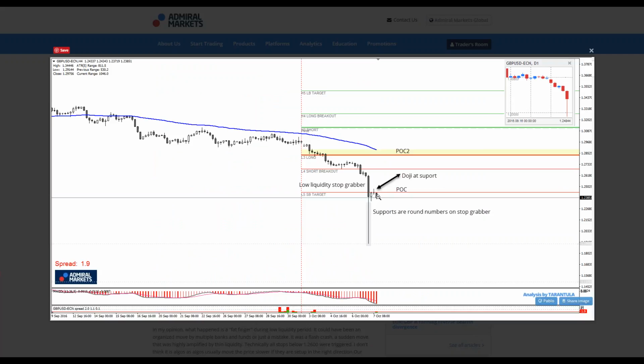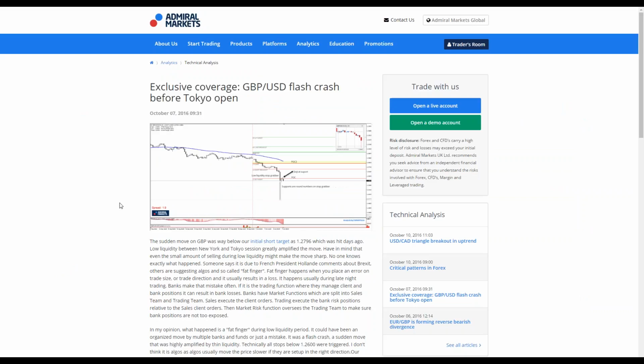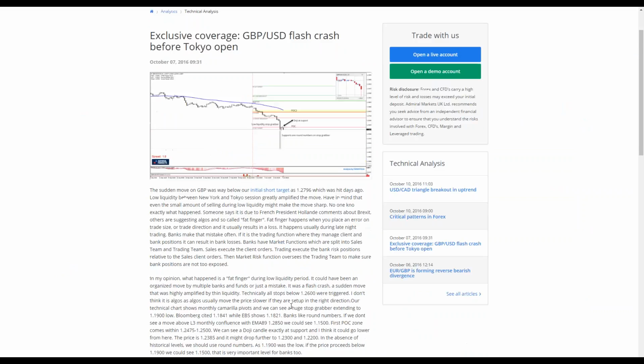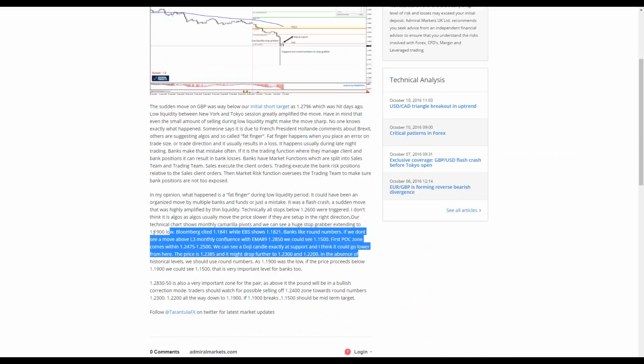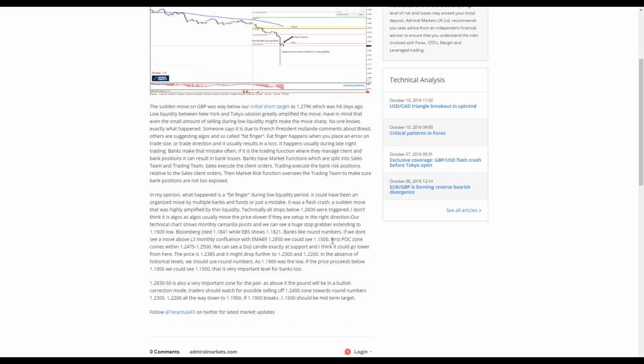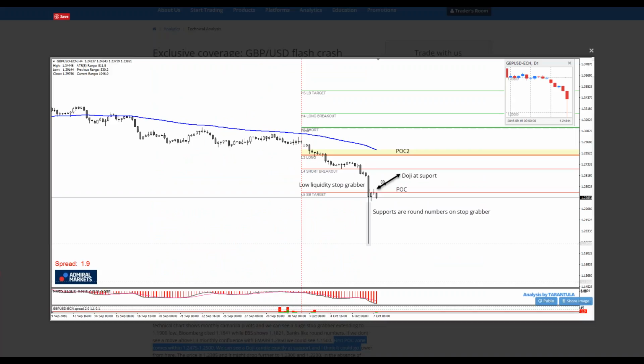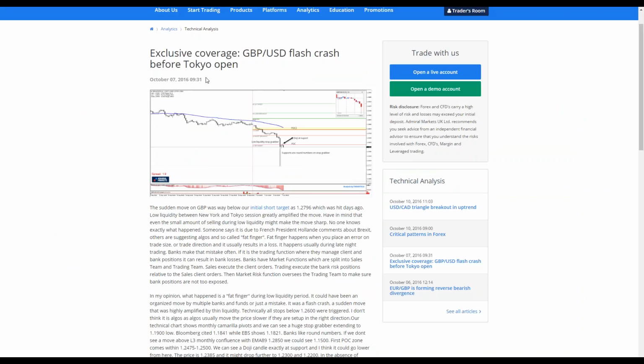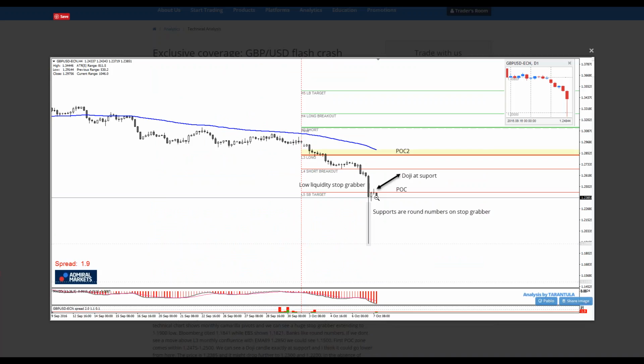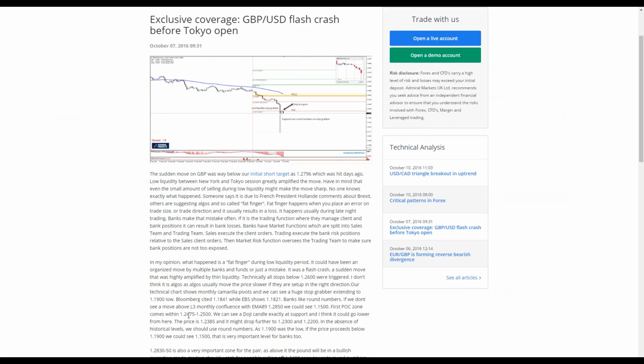And after this, it went to this level, and if you followed the analysis on October 7th, you could have made money shorting pound dollar, as I said here clearly and explained in the chart. Some traders actually sent me a message thanking me, because this was really a good opportunity to get into a trade. So I hope that you managed to sell it where I posted here.